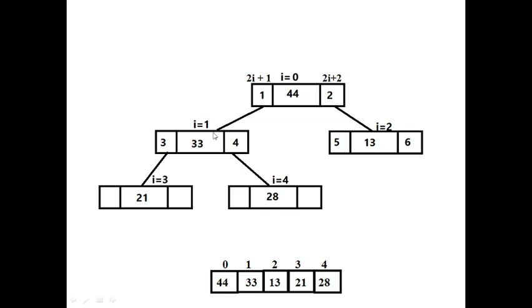In the same way, when you come to this node, its left child is found at 2i plus 1, which is 2 into 1 plus 1, which is 3. So index 3 contains the left child of 33. Similarly, we can identify the addresses of the left child and right child for every node.